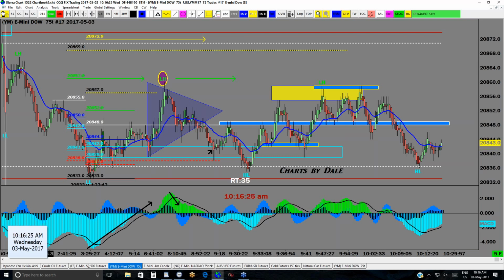16 minutes after 10 a.m. We have lots of dojis taking place here, right in this box, showing lots of indecision, and we have another cross to the upside on your MACD. So we'll see if we get follow through here. The market did run into this resistance area here.